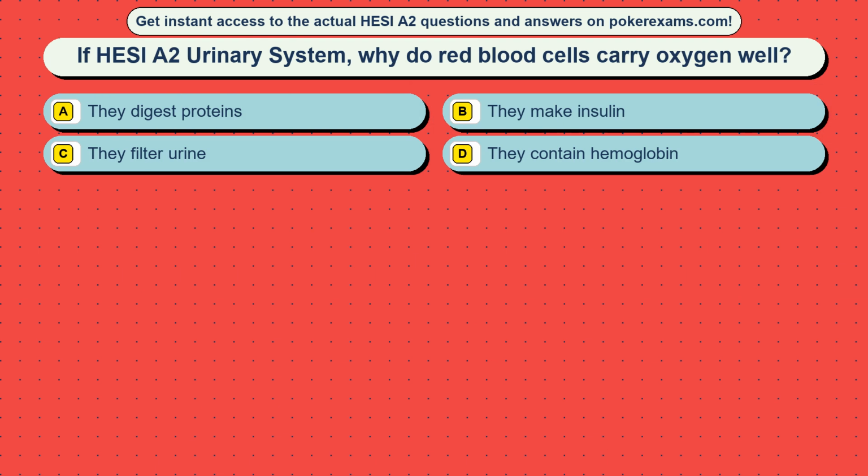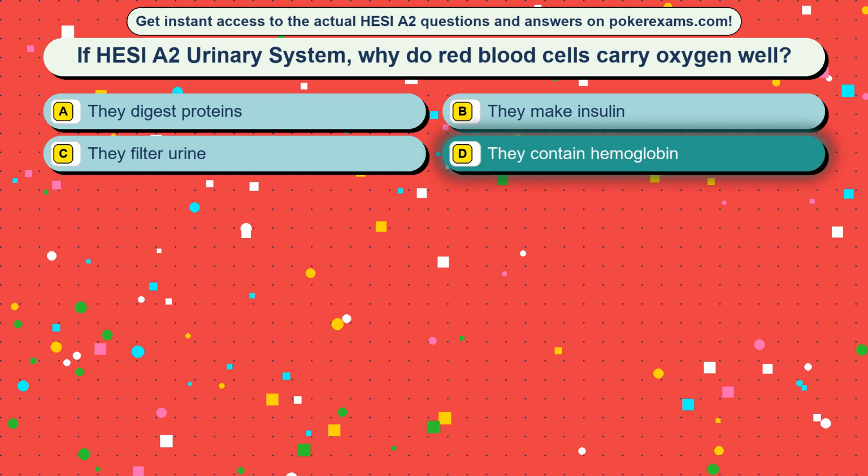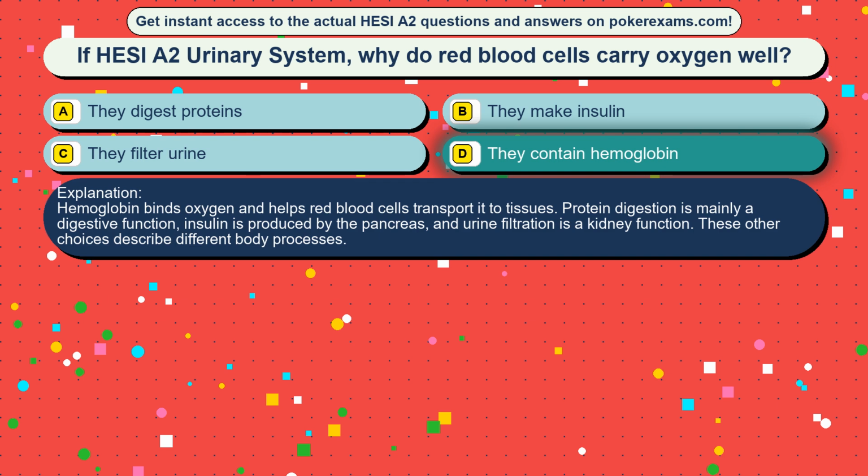Question 10. If HESI A2 urinary system, why do red blood cells carry oxygen well? Option A, they digest proteins. Option B, they make insulin. Option C, they filter urine. Option D, they contain hemoglobin. The correct answer is option D, they contain hemoglobin. Hemoglobin binds oxygen and helps red blood cells transport it to tissues. Protein digestion is mainly a digestive function, insulin is produced by the pancreas, and urine filtration is a kidney function. These other choices describe different body processes.